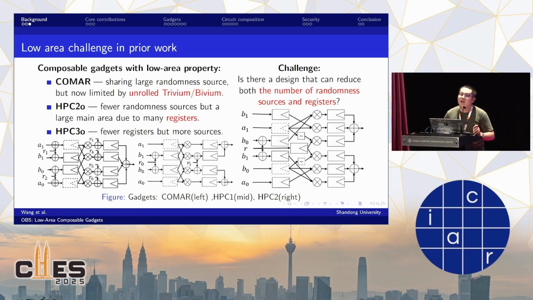So this leads us to a key question: is there any design that can reduce both the amount of randomness and the number of registers? To address this question, we revisited these classical gadget designs and extracted the common cost of the area overhead, which leads to our OBS designs. These figures are for these classical gadgets like COMA, HPC1, and HPC2.